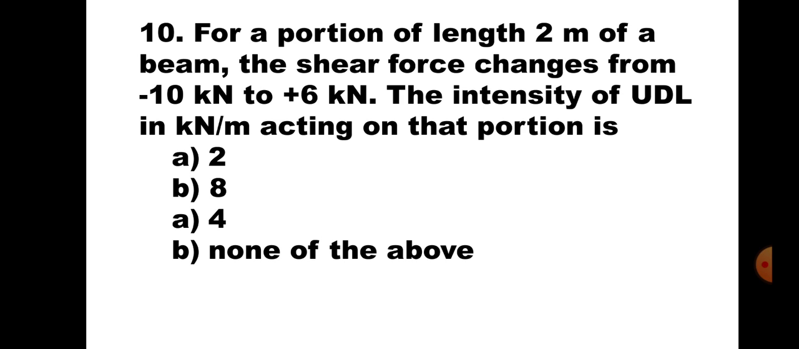Now mind well, even if it is minus, as it is acting downward, it comes as minus. So actually the relation is dF upon dx is minus W. So it will be minus. So the correct answer in this case is B 8, that is 8 kilonewton per meter.